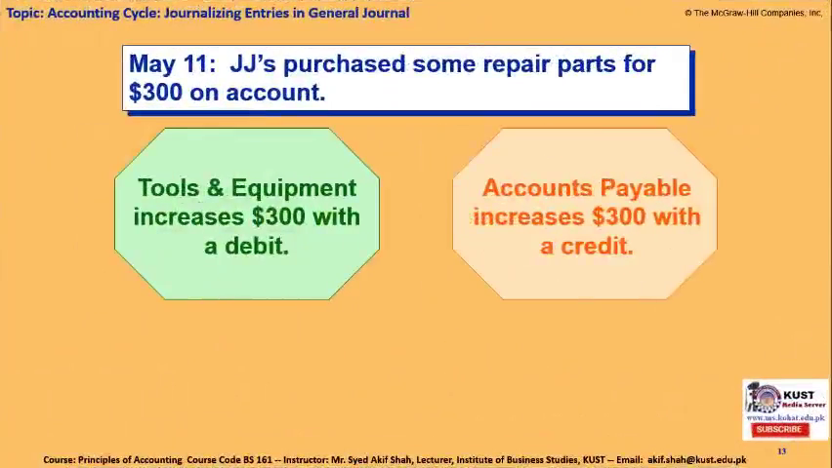Let us analyze another transaction of May 11, when JJ has purchased some repair parts for $300 on account, and on account means that the company has not paid out in the form of cash, rather these are on open account payable. So once again, the tools and equipment has increased with $300 as a debit entry, and accounts payable, which is once again our liability, and there is an increase in the liability, so we have to give a credit entry.